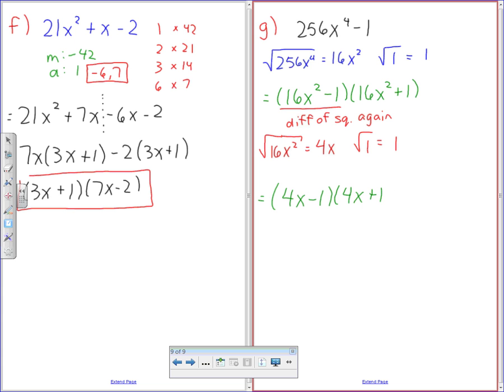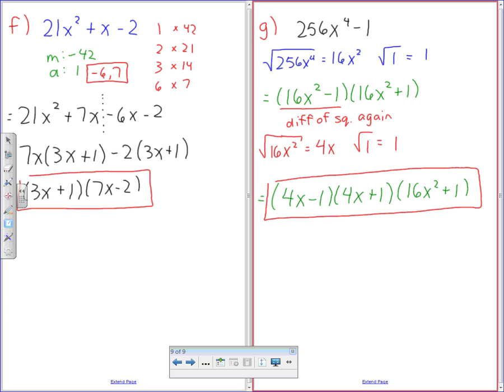Right. 16x squared plus 1. Right on. Okay, so if you take a look, the right-hand bracket still has to be the same because that's still part of it, right? But the left-hand part gets split up into 2 chunks. So this is just me being tricky again here, okay?